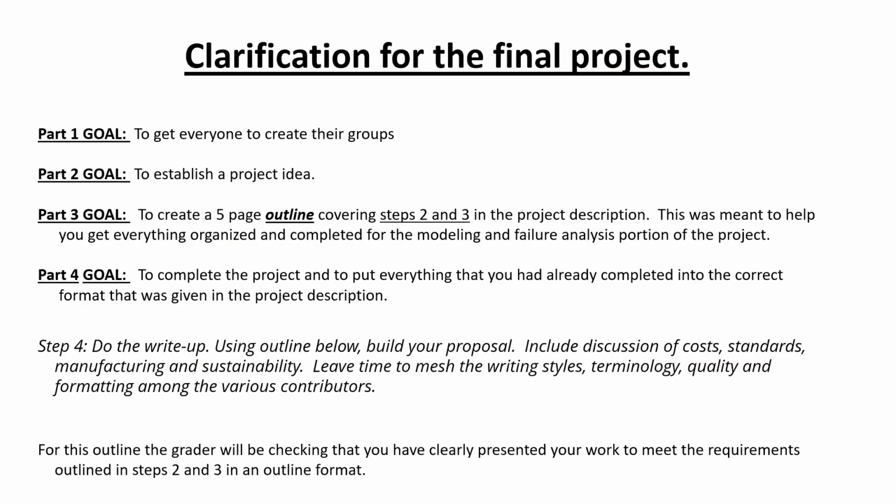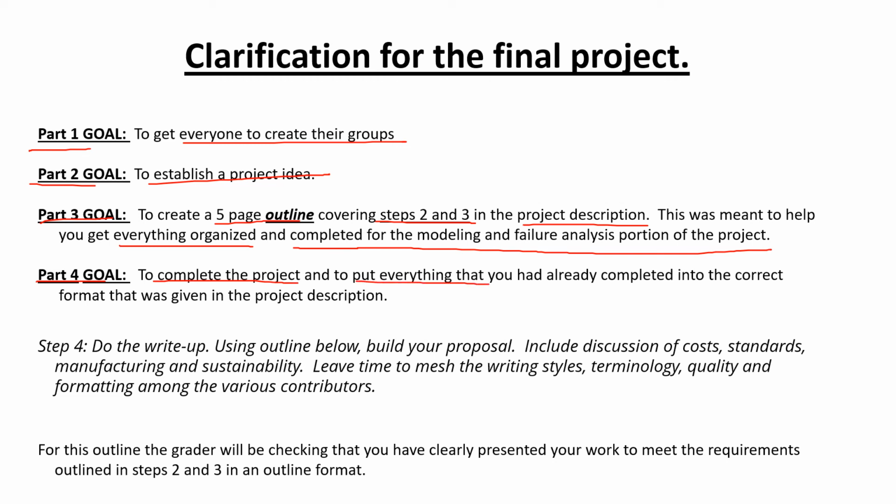So, in summary, Part 1 goal is to get everyone to create their groups. The Part 2 goal is to establish a project idea. The Part 3 goal is to create this 5-page outline covering steps 2 and 3 in the project description. And this was meant to help you get everything organized and completed for the modeling and failure analysis portion of the project. And Part 4 goal is to complete the project and to put everything that you had already completed into the correct format that was given in that project description.